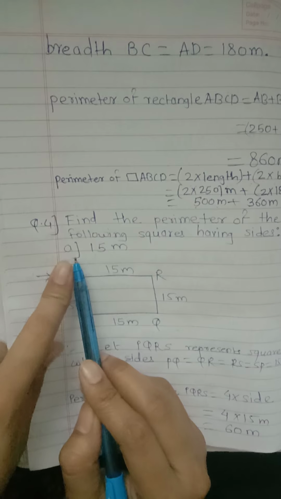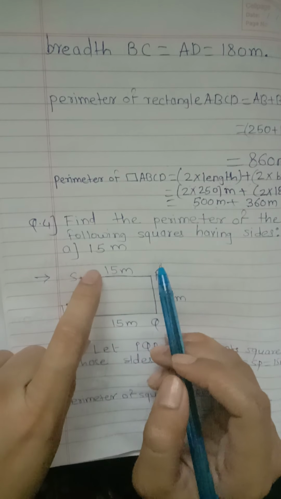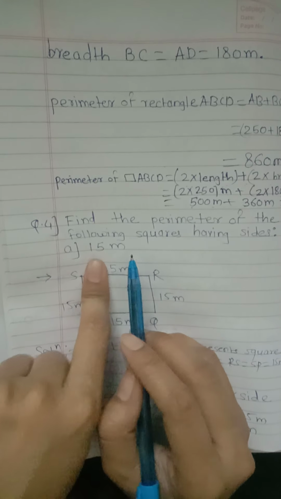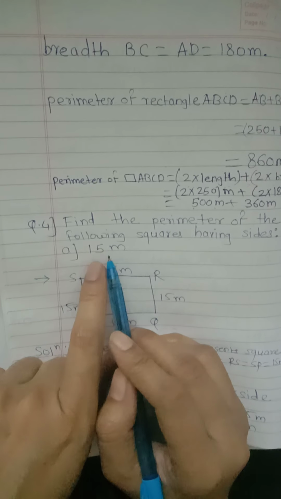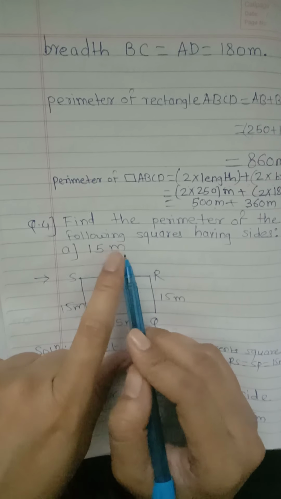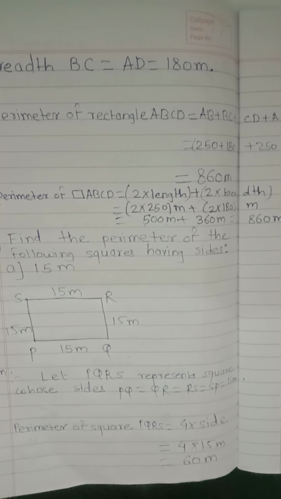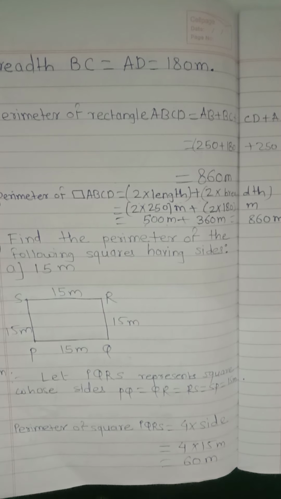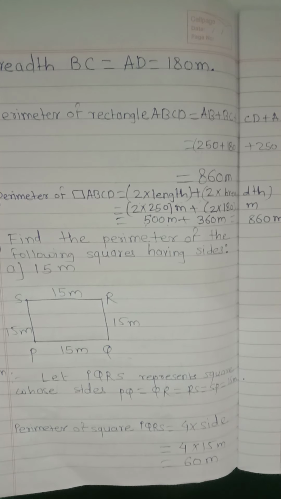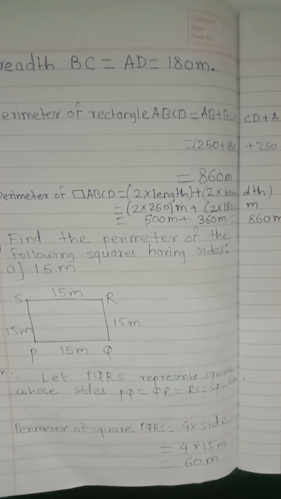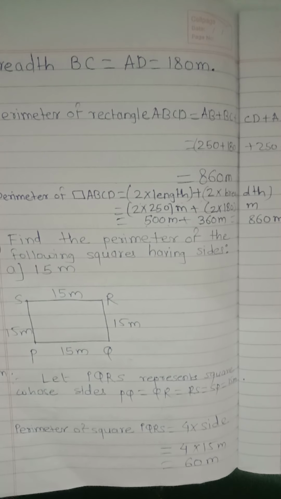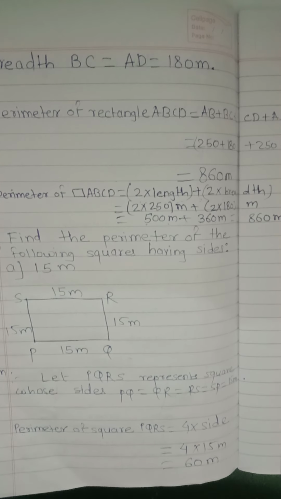So in subpart A, length of the side of the square is equal to 15 meter. How long is the side of the square? 15 meter in length. And do you know what a square is? Yes, square is nothing but a quadrilateral. That means square has 4 sides and all the sides of a square are of equal length. So square has equal sides, or the length of all the sides of the square is equal.